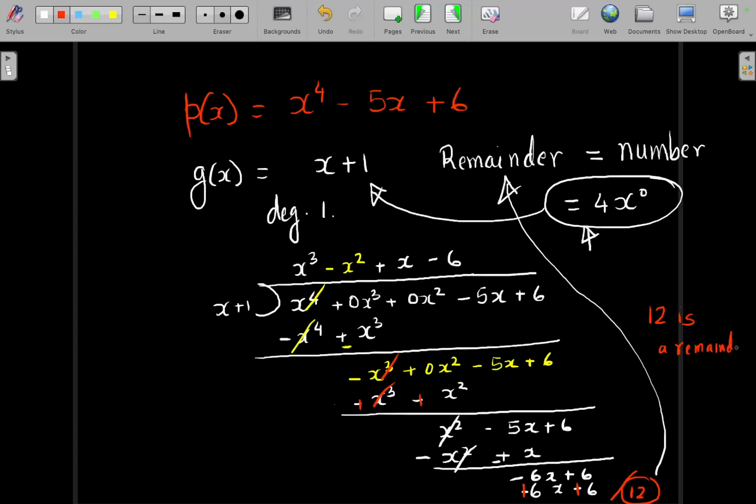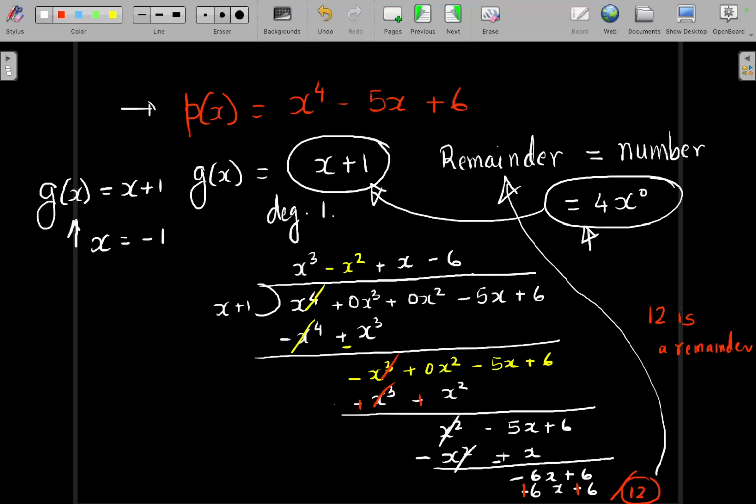Now comes the small magic. When I have g of x is equal to x plus 1, then let's put the value of x as minus 1. So put the value of x as minus 1 and then evaluate p of minus 1. See, something very interesting happens when I do p of minus 1. So let's do p of minus 1 and then you will be in for a surprise.